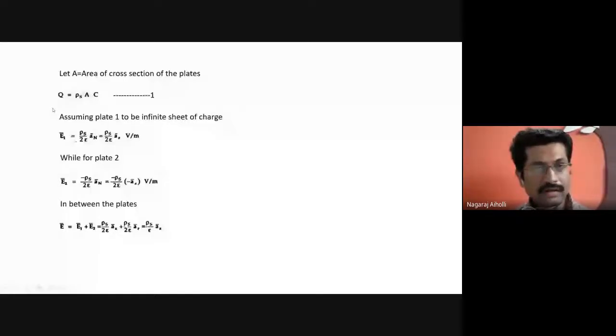Okay. So this is the equation for the voltage. We want the equation for capacitance. Capacitance is the ratio of Q by V. Right? C is equal to Q by V. We know Q. We have obtained the equation for Q. That Q is rho s into A. Q is rho s into A. So take this for Q.